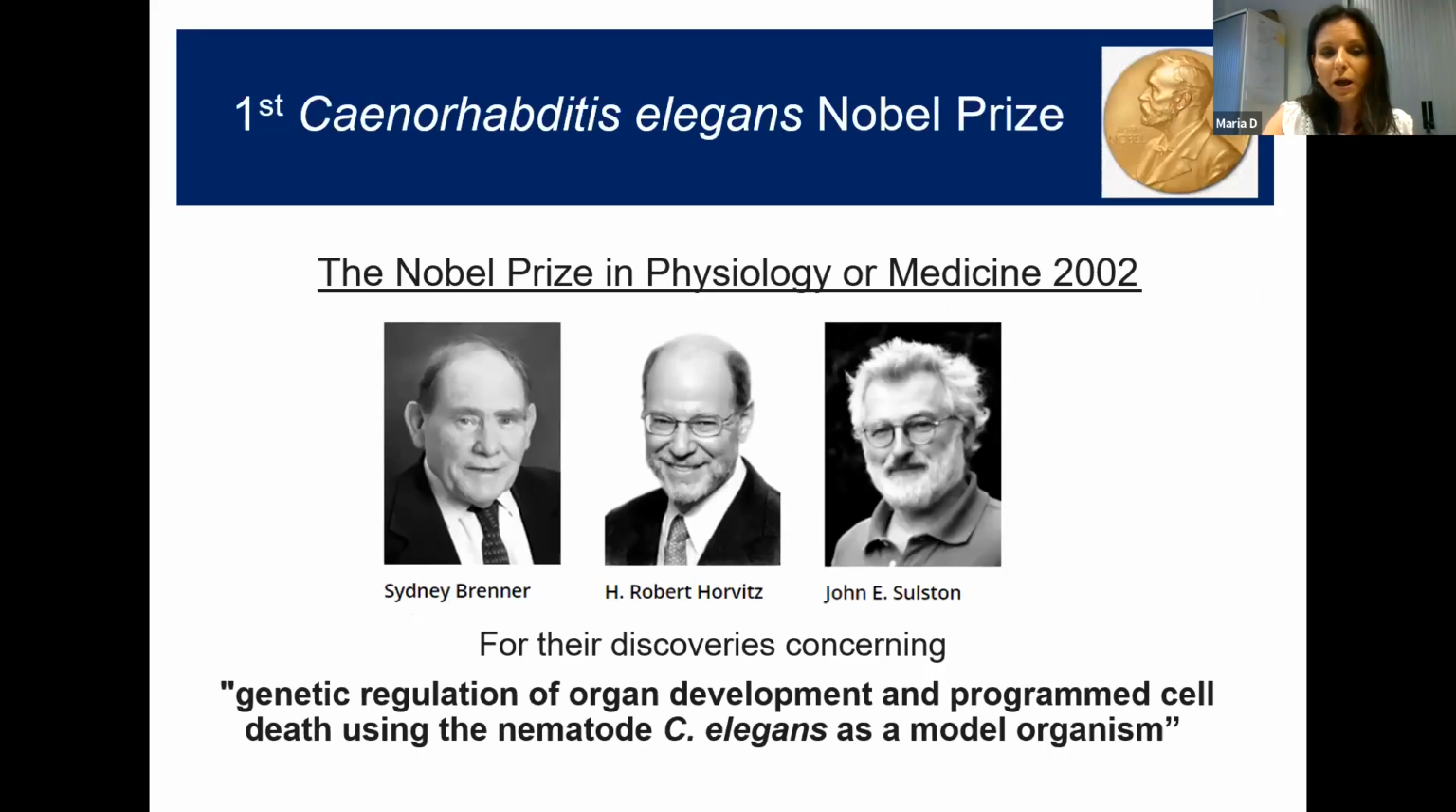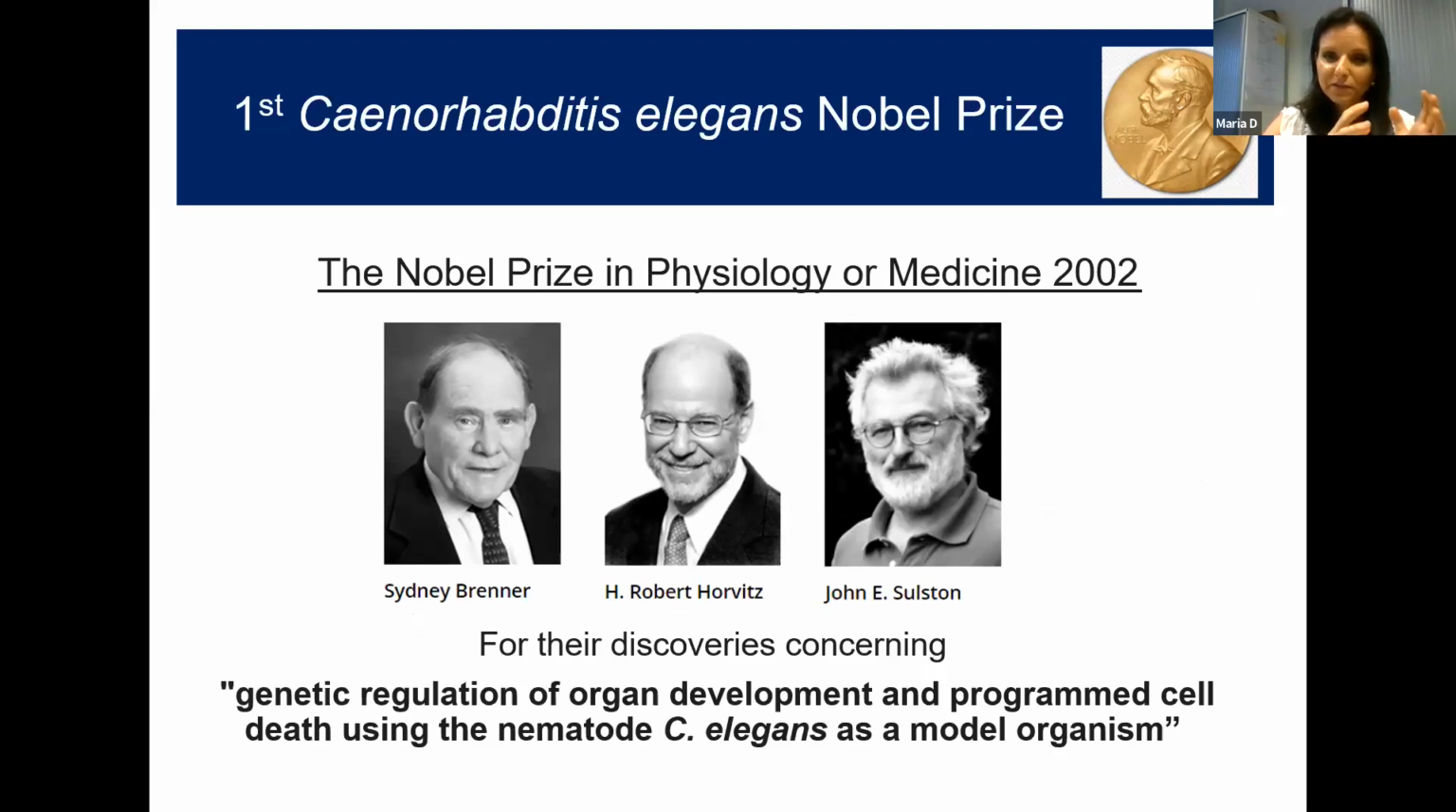Along with him in 2002, it was Robert Horvitz and John Sulston that received the Nobel Prize, and all three used C. elegans. And I just want to briefly mention here that Horvitz was the first person that actually used C. elegans and discovered the first 2 genes that can cause death in a cell. So this process, we now know, is called apoptosis, or programmed cell death.